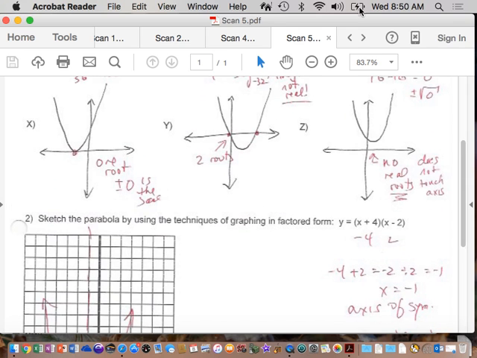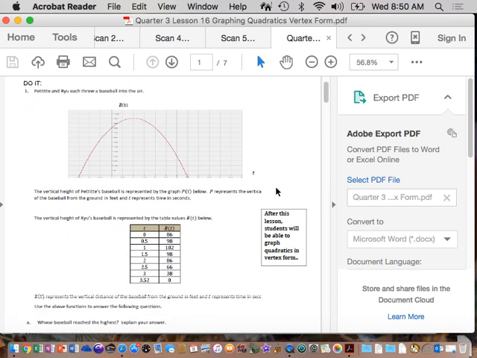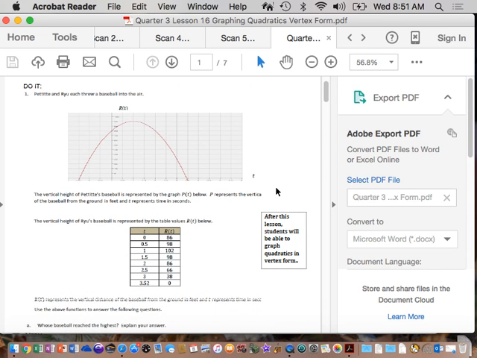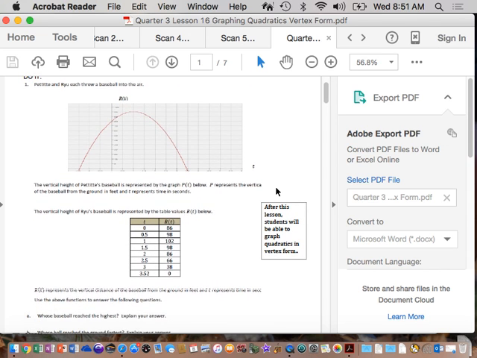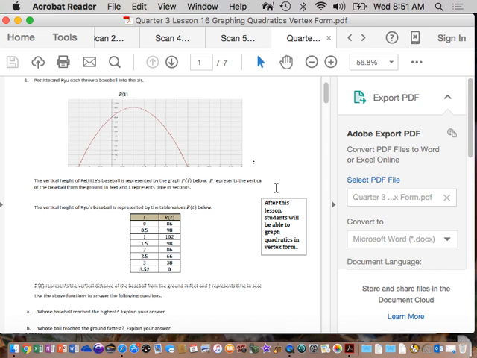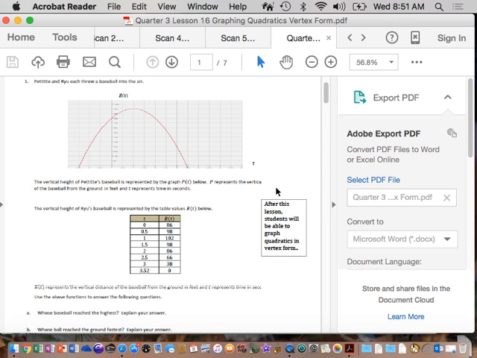I do believe there's another scan 5. Oh, that was the quiz. All right. And today's lesson sheet.